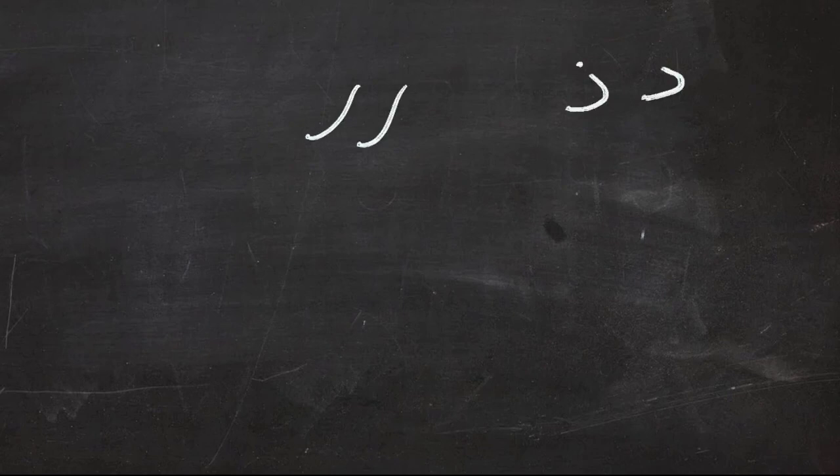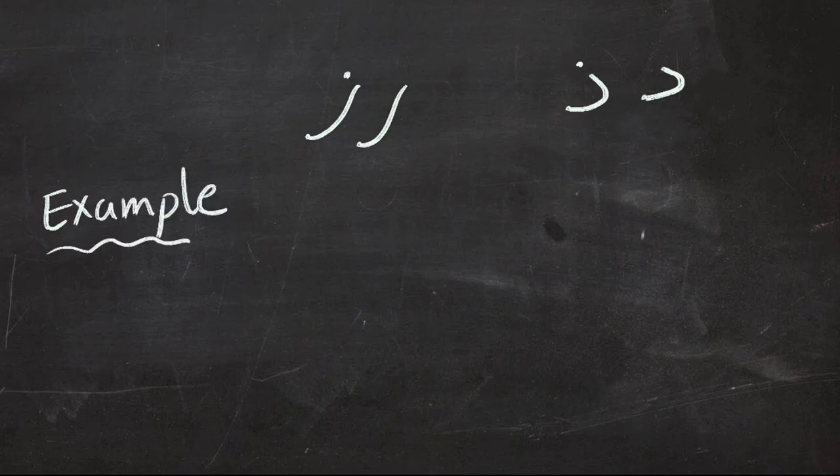This lesson we discussed 4 letters: Dal, Dhal, Ra, and Zay. We're going to have a look at some examples involving these letters and the letters of last lesson. The first example is dub. Dub.